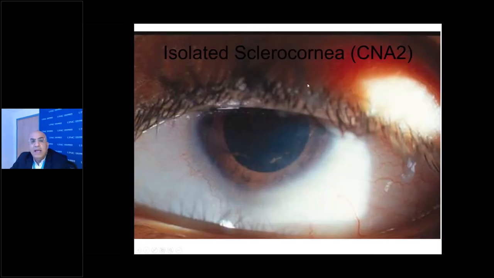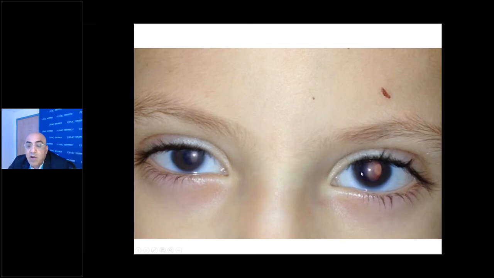Okay, this is a condition called isolated sclerocornea. It's not a good name. A better name is cornea plana. And what happens here is the cornea is very flat. So these children don't need corneal transplant or anything. They just are very, very long-sighted, and they actually need a good contact lens fit to help them see. But again, the term sclerocornea is being misused in a different capacity.